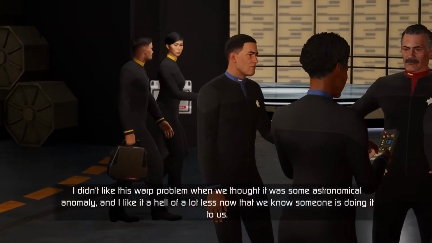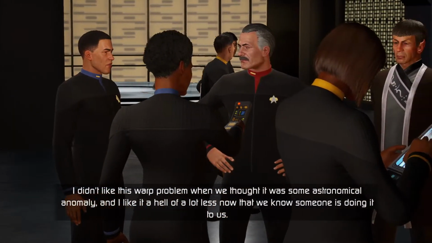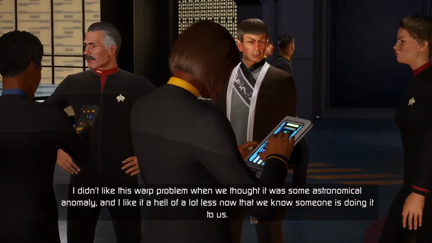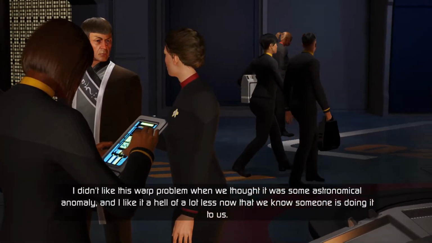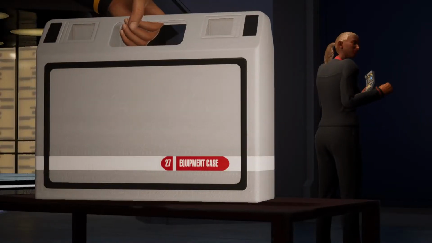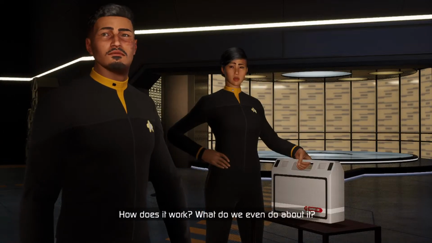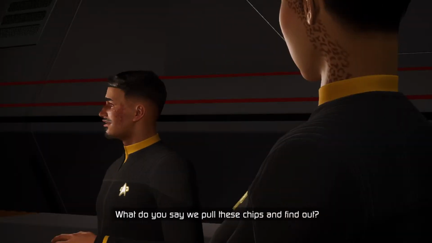I didn't like this warp problem when we thought it was some astronomical anomaly. And I like it a hell of a lot less now that we know someone is doing it to us. How does it work? What do we even do about it? What do you say we pull these chips and find out?